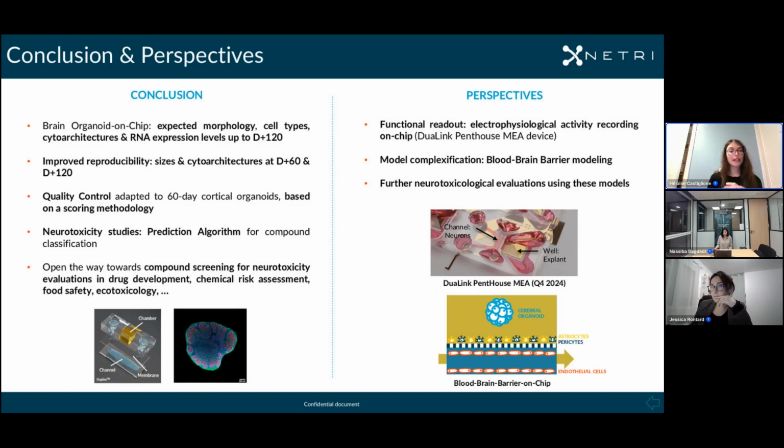And so in perspectives, we work towards implementing an electrophysiological activity recording of the organoids directly on chip. And we also aim at complexifying this model with the addition of a blood-brain barrier modeling and to further continue the neurotoxicity studies using these models.